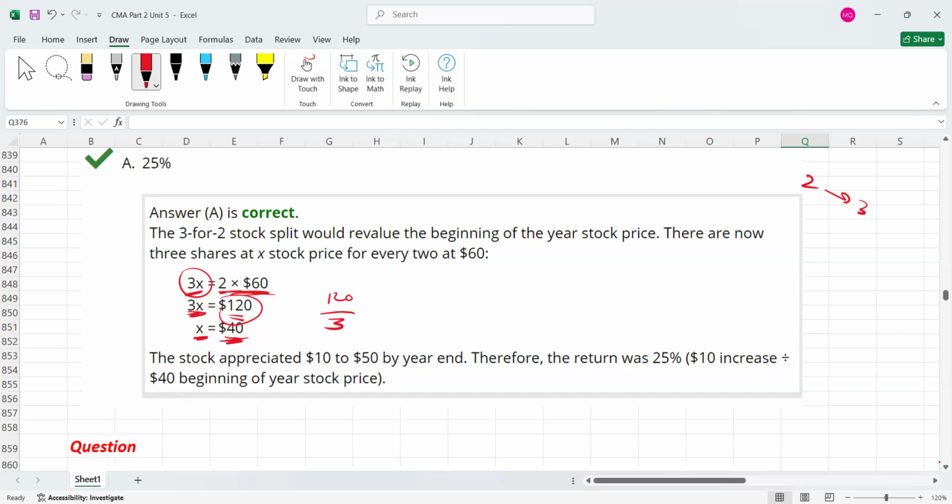And at the end of the year, the stock price became 50. So from 40 to 50 there is a gain of $10. Now the gain of 10, divided by the value of 40 in the middle of the year, multiplied by 100, gives your return of 25%. Understood, guys? I hope it is clear.